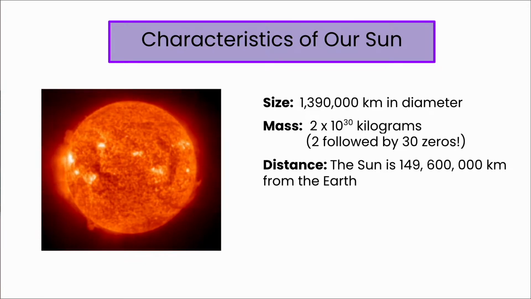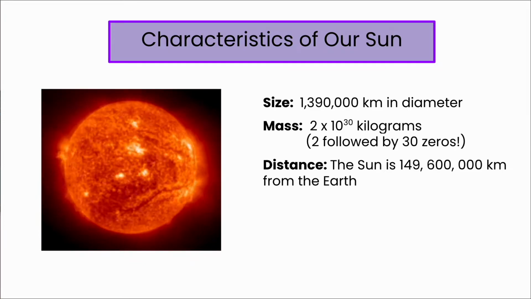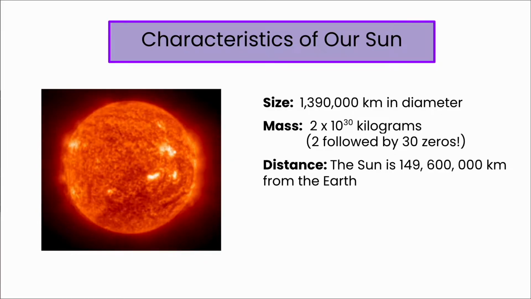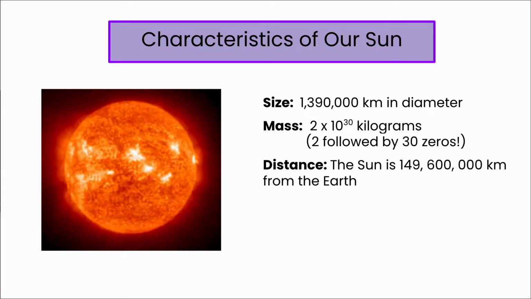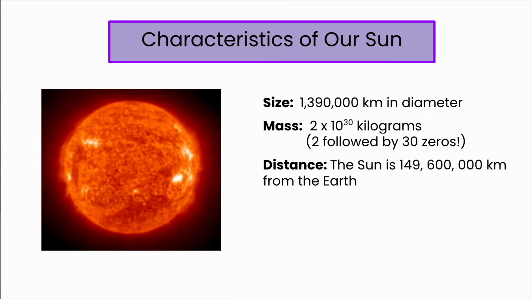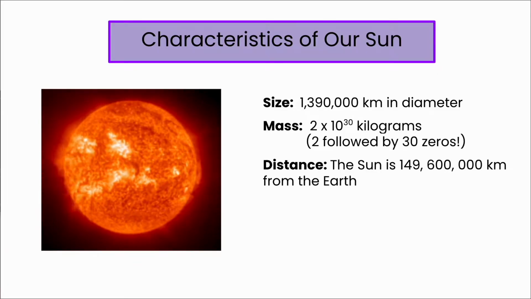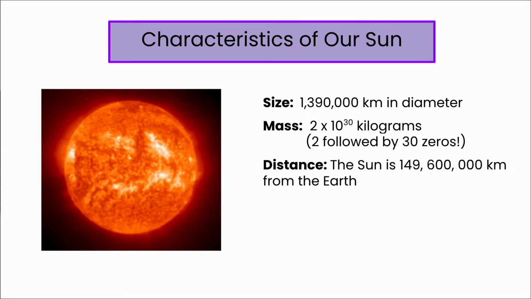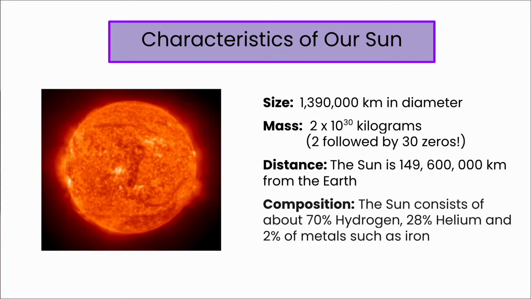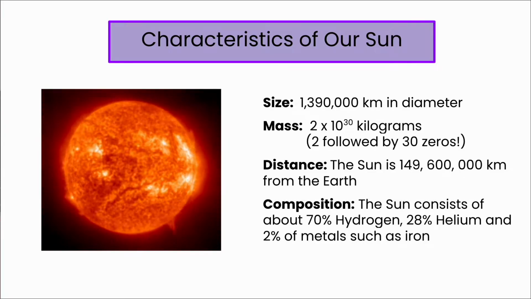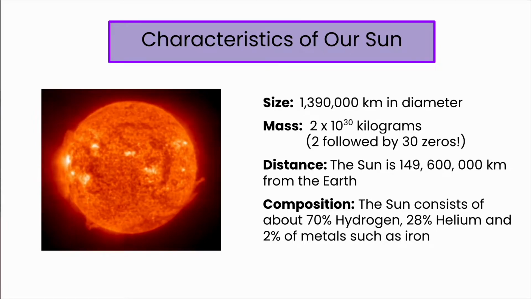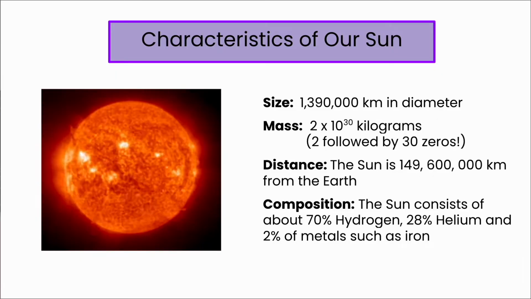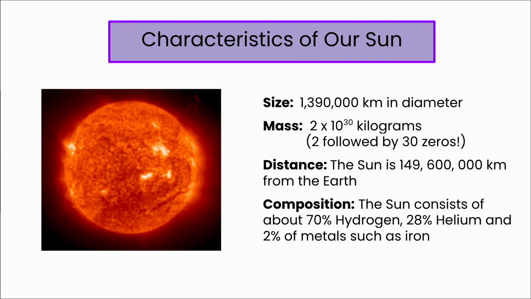In terms of its distance, the sun is 149,600,000 kilometers, or 92 million miles from the Earth. The distance from the sun to the Earth is also called an astronomical unit, or AU. At this distance, it takes the light slightly over 8 minutes to get from the sun to the Earth. Finally, in terms of its composition, the sun is mostly hydrogen: about 70% hydrogen, 28% helium, and about 2% metals, such as iron.